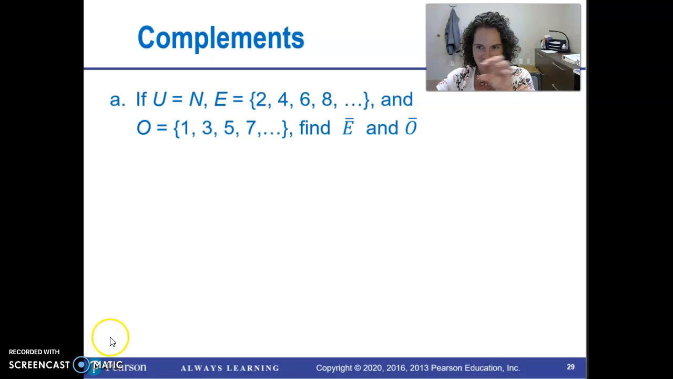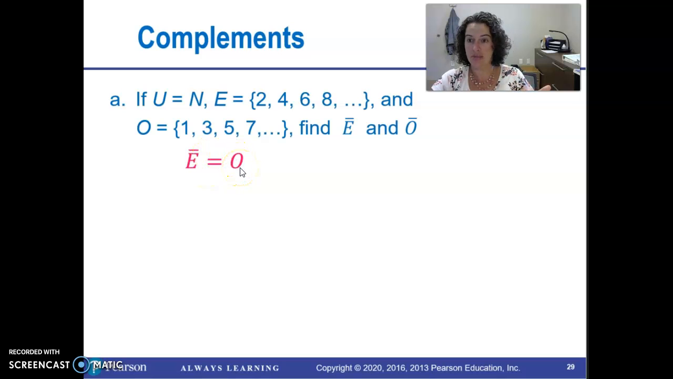All of those have to be in the universe of the natural numbers, okay? So we're not going to consider any of those decimals or square roots or imaginary numbers or none of those things. If we're looking for the complement of E, that means it's going to have to not be an even number. So we cannot look at the 2, 4, 6, 8. But if we're looking at that universe of natural numbers and we eliminate all the even numbers, it really just leaves you with the odd numbers. So the complement of E, the even numbers, is the odd numbers. 1, 3, 5, 7.